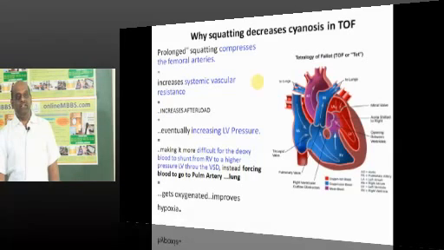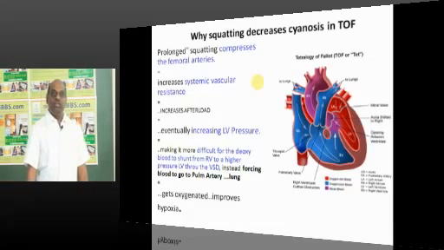Total anomalous pulmonary venous circulation. You still remember what logic I told? What is the confusion that will be there? You go and ask your friends.